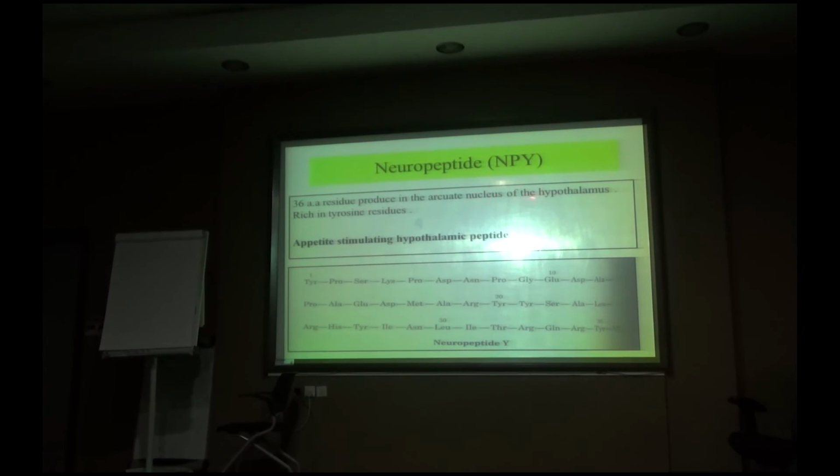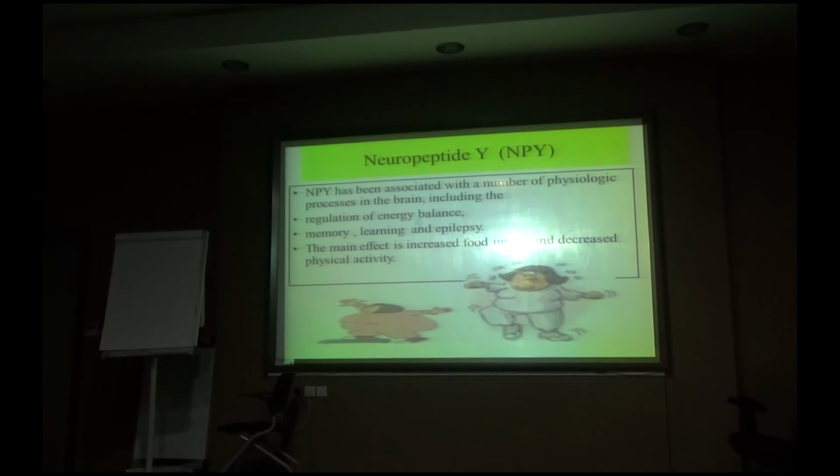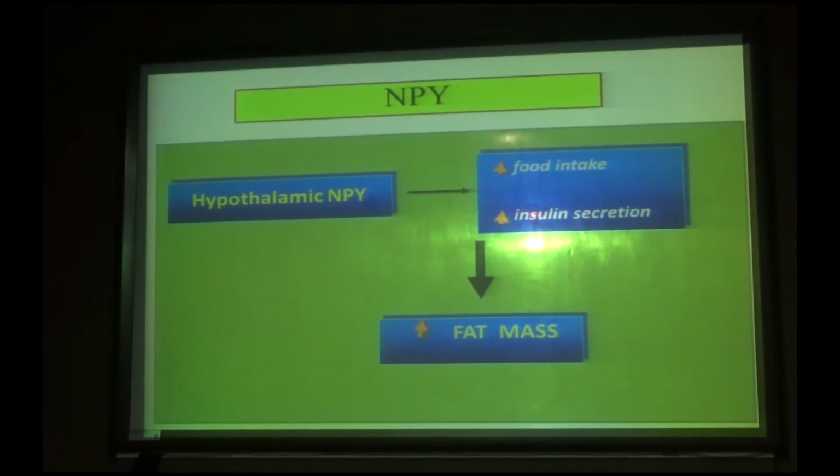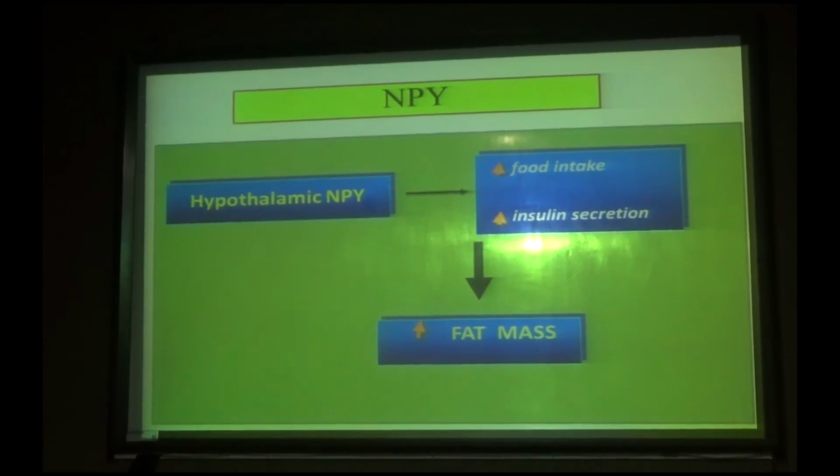Neuropeptide Y is a 36 amino acid peptide produced in the arcuate nucleus of the hypothalamus, rich in tyrosine residues, an appetite-stimulating hypothalamic peptide. Neuropeptide Y is associated with physiological and psychological processes in the brain, including regulation of energy balance, memory, learning, and epilepsy in some diseases. The main effect is increased food intake and decreased physical activity. Those people who have more of this eat more, with less physical activity, so they become obese. Hypothalamic neuropeptide Y increases food intake, insulin secretion, and fat mass.